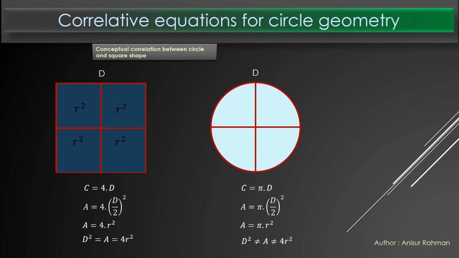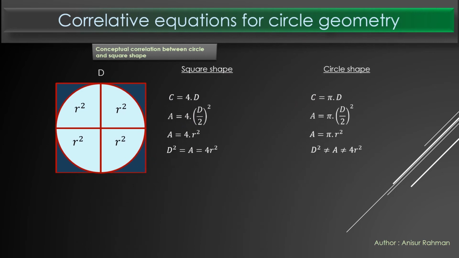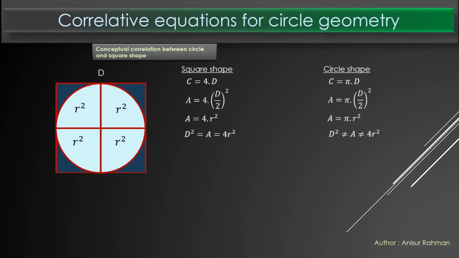Notice that the area of each quadrant is equal to r squared for the square shape. Therefore, we have d squared is equal to 4 times r squared. Now, let's move this circle inside the square shape. We can see this circle is unable to occupy the full amount of space of the square shape. Consequently, outside the circle, there is some corner space remaining in the square shape. Therefore, we have area of circle is less than 4r squared, which is pi r squared.